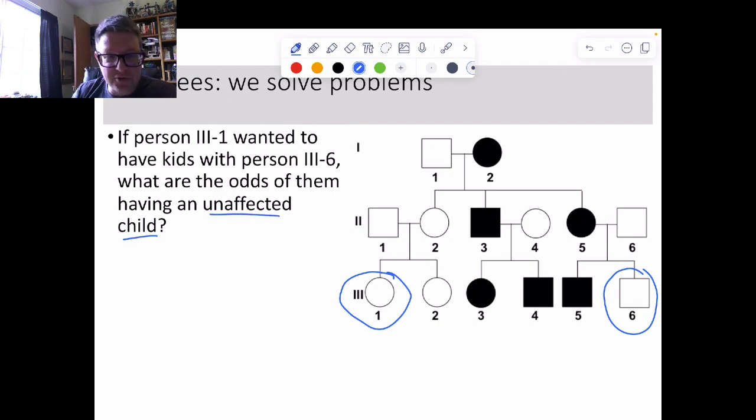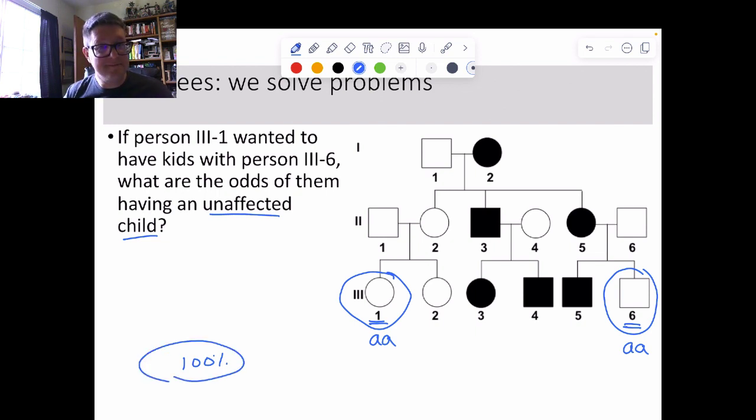So what we have to do is start figuring out what's going on. Since we think this is a dominant disorder or dominant trait, I need to assign genotypes. And since we think it's dominant, person 3-1 is recessive. Person 3-6 is also recessive. So what are the odds of them having an unaffected child? Well, the odds would be 100% that they don't have an affected child, because neither of them has the allele to pass on. So it does make it sometimes pretty simple.